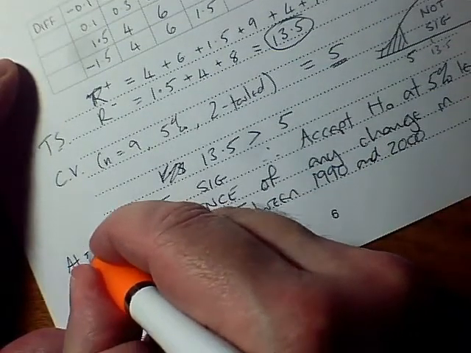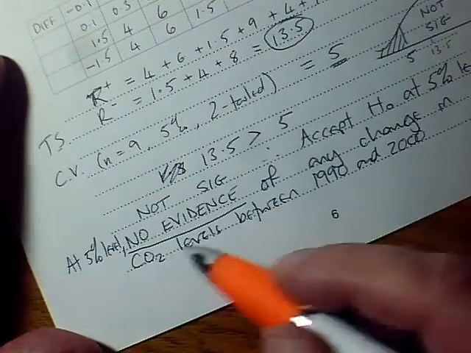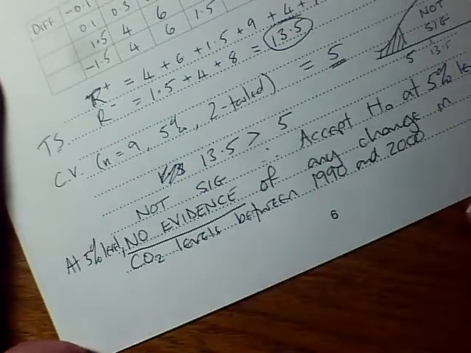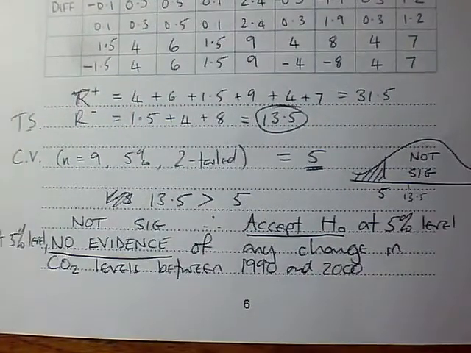At the 5% level, there is no evidence of any change. Or I could put that in after no evidence. But it's crucial that I have the words no evidence there whenever I'm accepting H0. And now this is a fully correct solution.